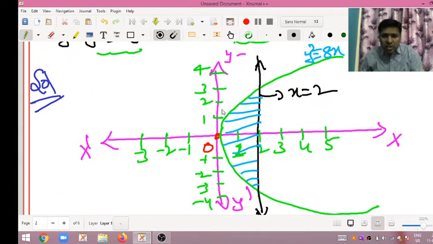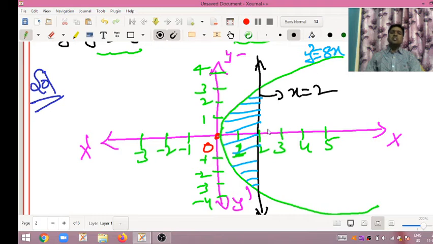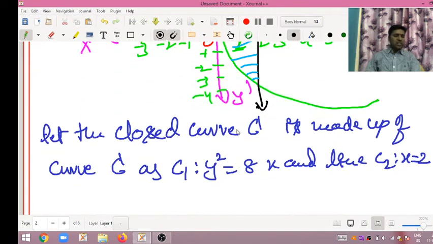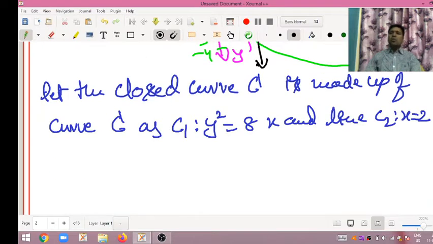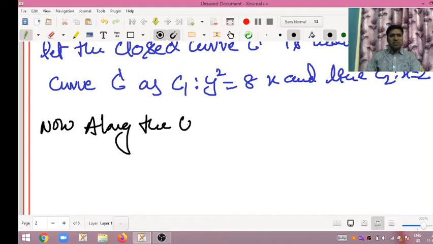So by showing in the figure, y square is equal to 8x and the line x is equal to 2. This is the area we want to find, my dear friends. So now for that purpose, first along the curve C1 we want to find that area.